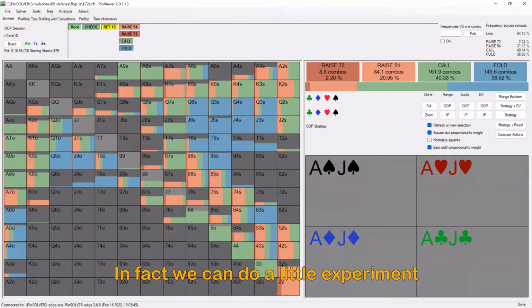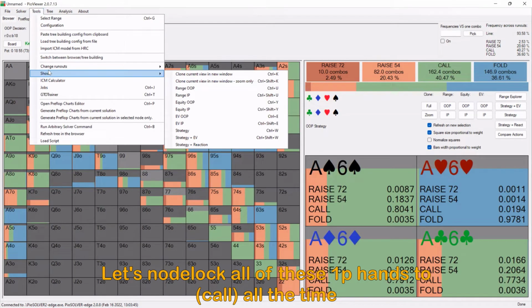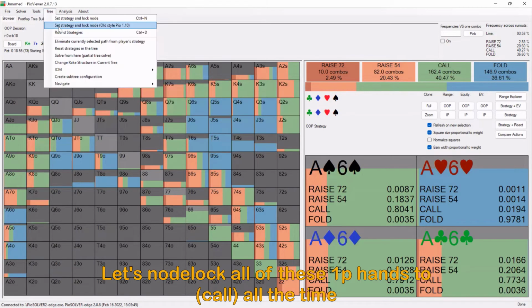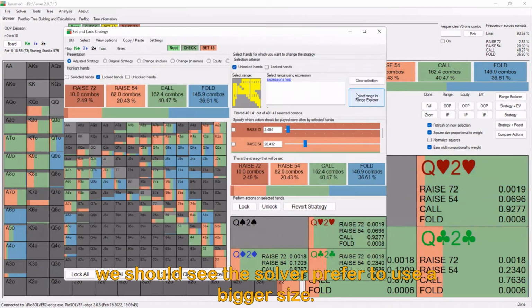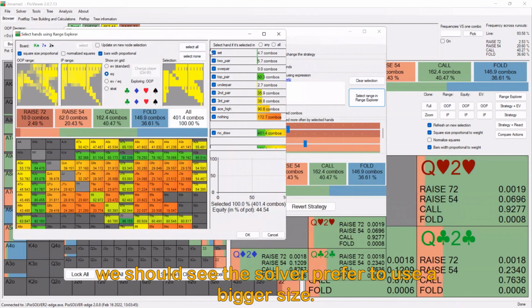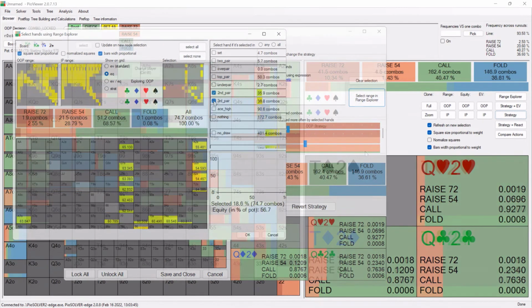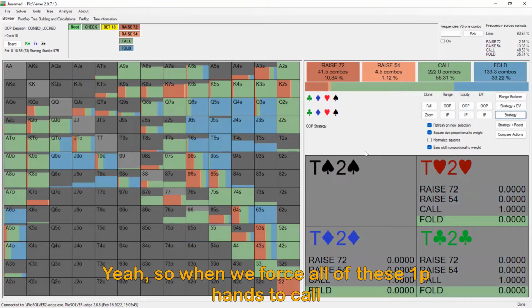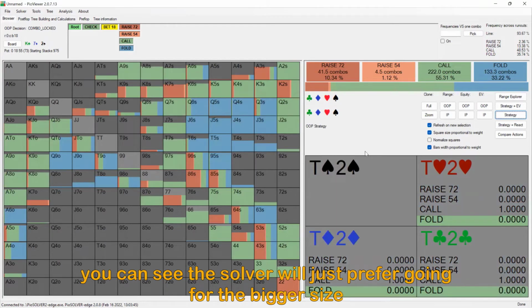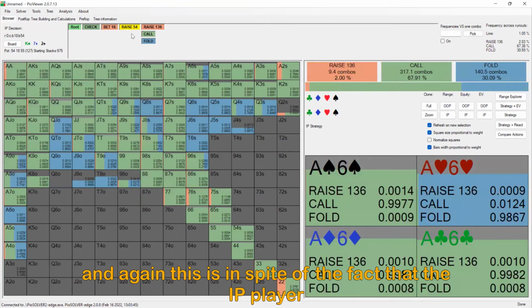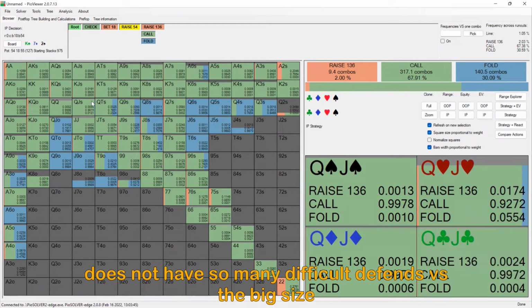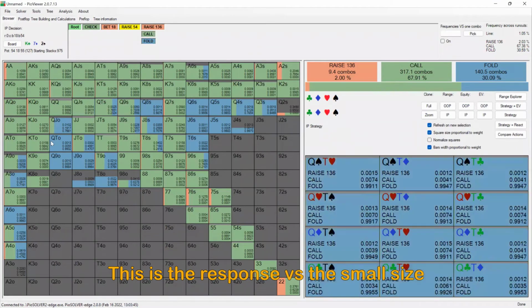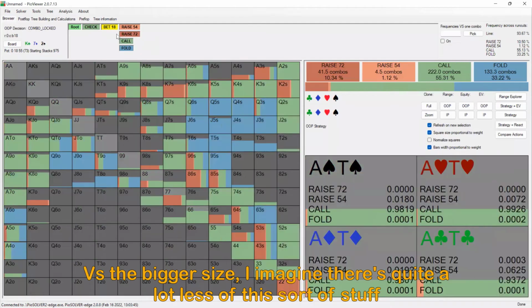In fact, we can do a little experiment. Let's not lock all of these one pair hands to check all the time. And if we've done it correctly, we should see the solver prefer to use a bigger size. So when we force all of these one pair hands to call, you can see the solver will just prefer going for the bigger size. And again, this is in spite of the fact that the in position player does not have so many difficult defenses versus a big size. This is the response versus small size. As we've seen, he needs to call stuff like Jack-10 and 10-9 versus the bigger size.